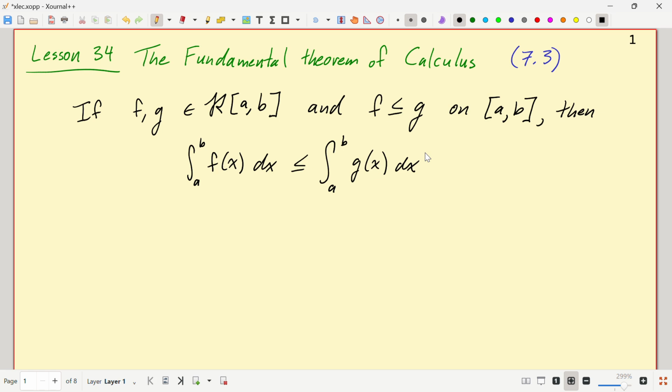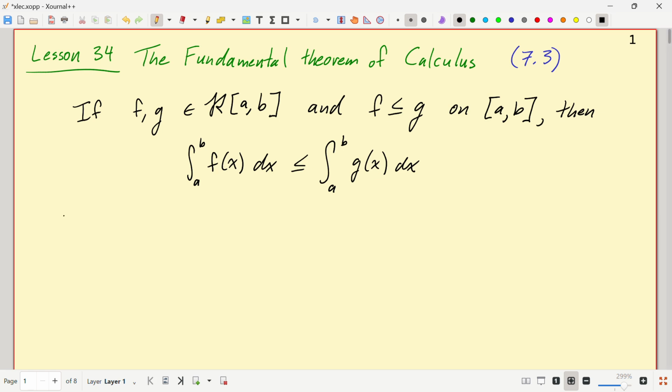So an important thing from last time is that if two functions are Riemann integrable on [a,b] and they satisfy the inequality f less than or equal to g on [a,b], then of course the integrals are also less than or equal. If you draw a picture, that just means the area under the graph of f is less than or equal to the area under the graph of g.